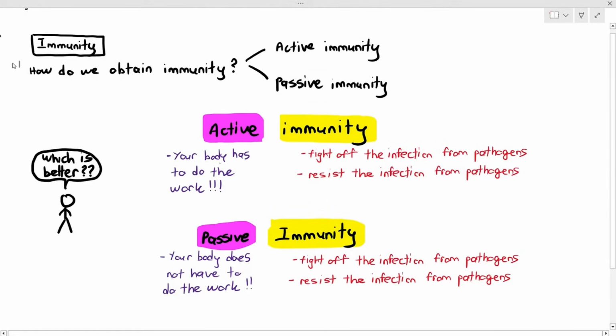So in the previous video, we focused on what active immunity was, which is the ability to fight off the infection or resist the infection. But the thing is, your body has to do the work. So let's look at passive immunity for a bit.